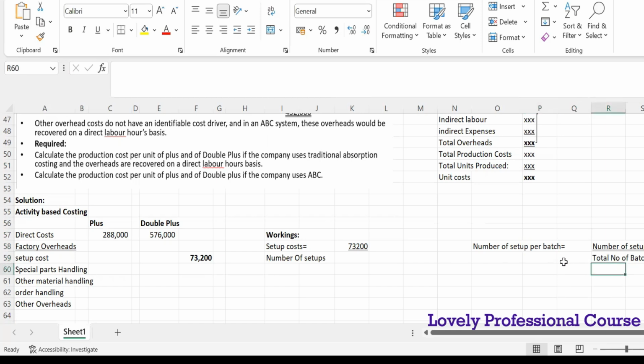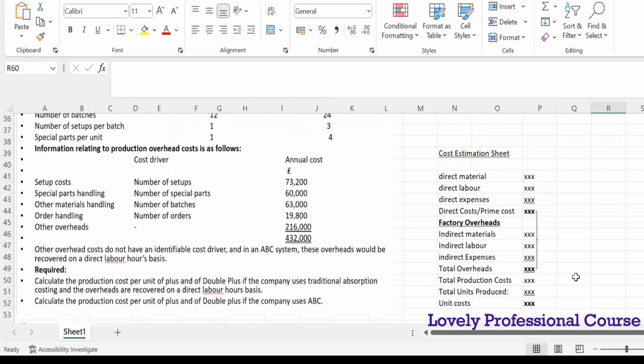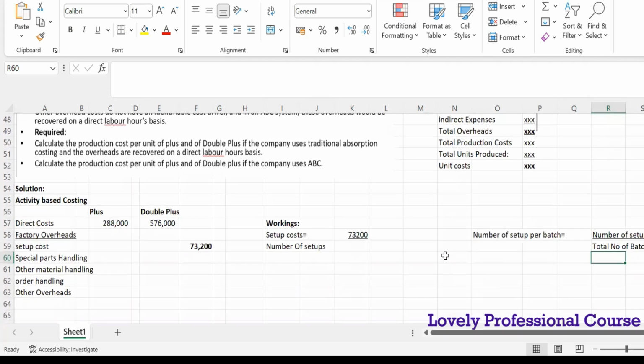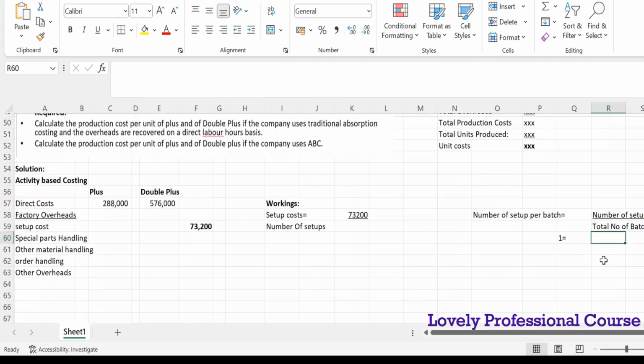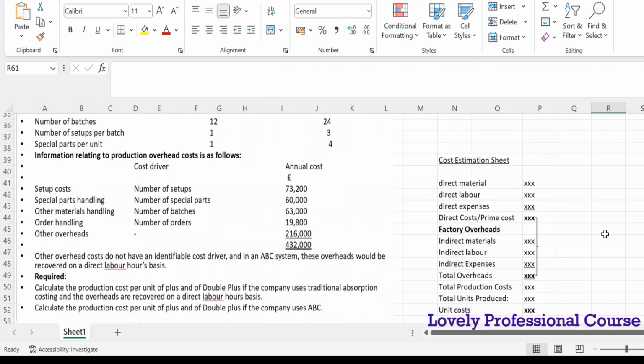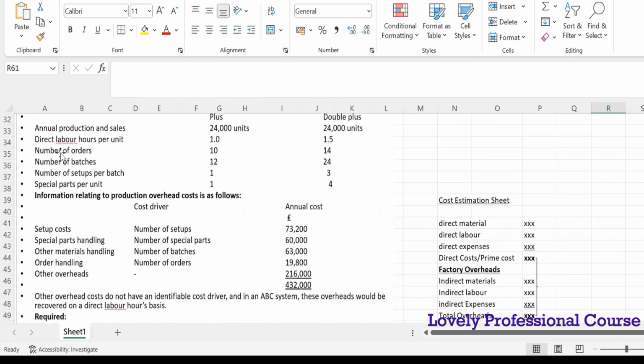The second thing they give you is very simple. Here they give us also 1. They give us the number of setups per batch. They gave us 1, and it has to be equal to the number of setups, which is what we are finding. So here we want number of batches. Let me see if I have the information to find it. I have the number of batches.